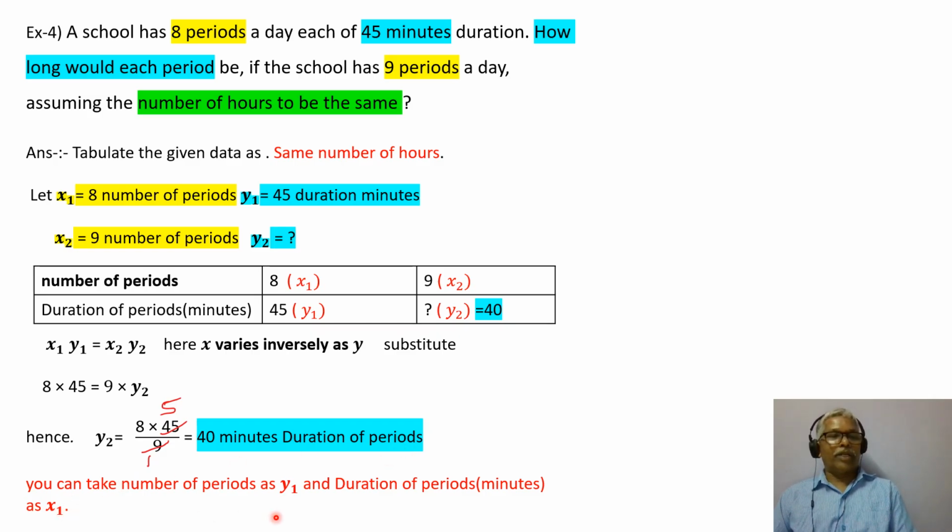You can even try with periods as y1 and duration as x1, the other way around. But if you take periods as y in the first, then the second also has to be y only, y1, y2. Try it and find it. This will change, no problem. Your answer will be the same. Okay, so move ahead.